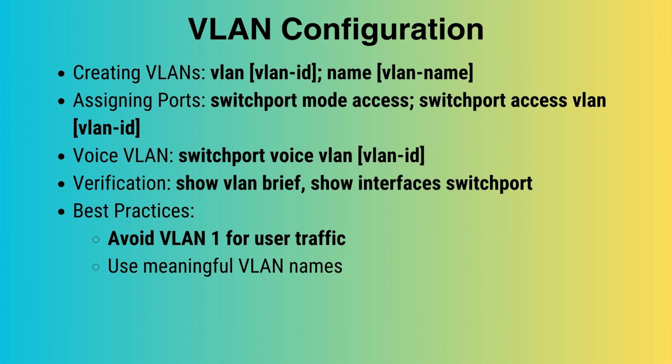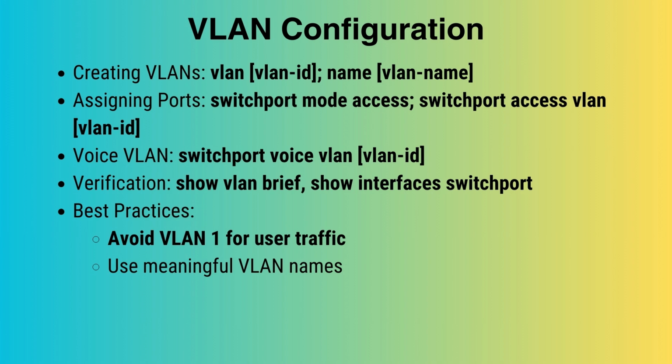use the command switchport mode access and switchport access vlan followed by the VLAN ID. If you need to set up a VLAN for voice traffic, you can use switchport voice vlan followed by the VLAN ID. To check if everything is set up correctly, you can use verification commands like show vlan brief and show interfaces switchport. These commands help you see the VLAN configurations and ensure that all settings are correct.